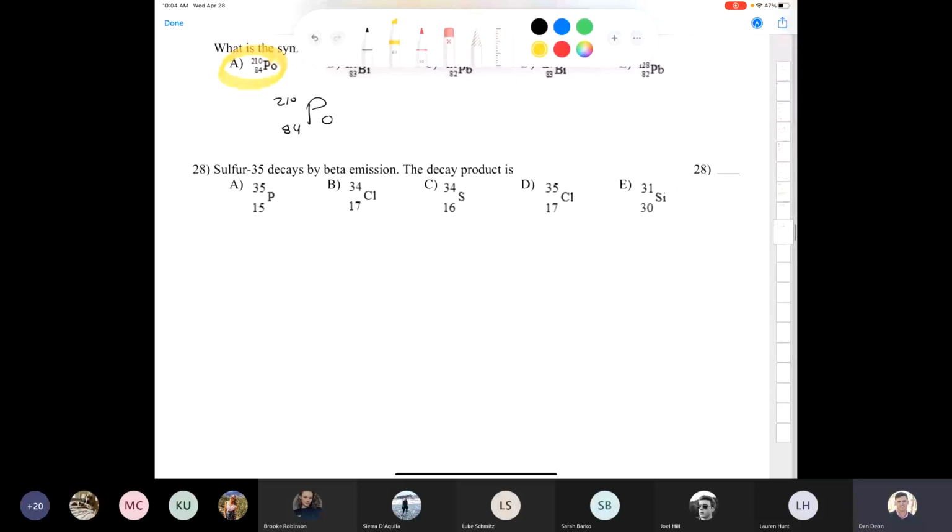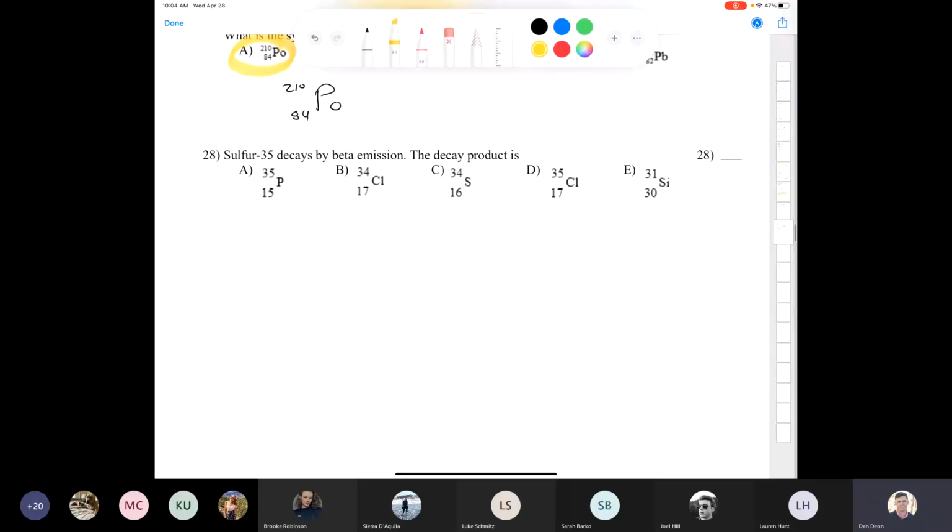Number 28, more balancing of a nuclear reaction. However, in this case, we have to write out the reaction ourselves. It says you have sulfur 35. It undergoes decay by beta emission. What's the decay product? First, we're starting with sulfur 35. I go over to my periodic table. Sulfur is element number 16. If it's undergoing beta decay, I'm going to lose a beta particle. This is the whole concept behind beta decay, the loss of a beta particle. Now I just need to balance it out.